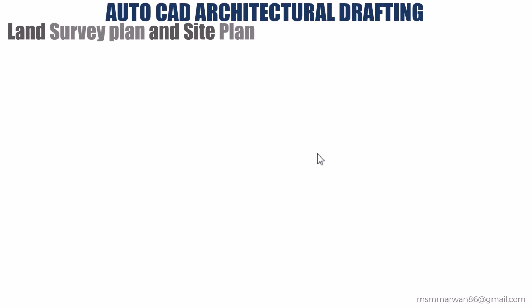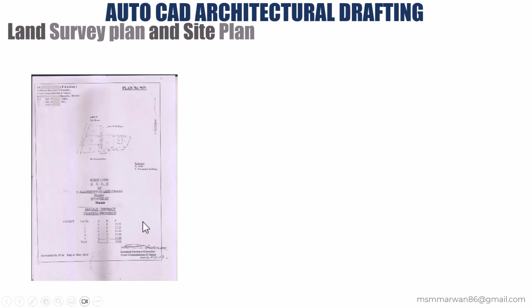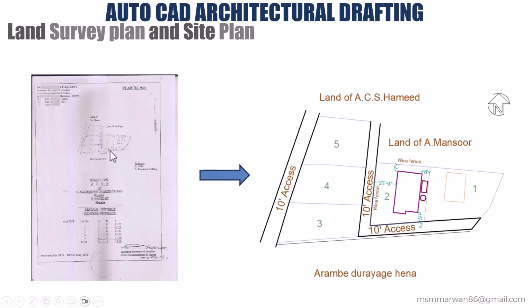Hi, in this lecture, we are going to learn about land survey plan and site plan. In a nutshell, this is the land survey plan. So it's a sheet of paper, a document. And from this land survey plan, we are going to develop a site plan. On the right hand side, you can see the site plan. So this is the ultimate summary. Okay, now let's get into the points in detail, step by step.